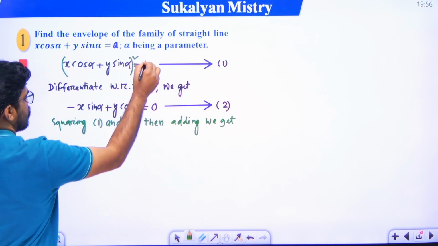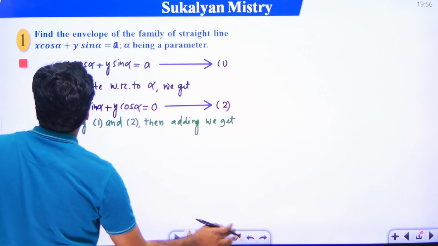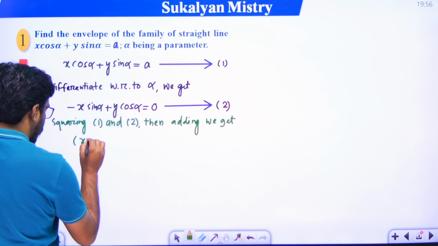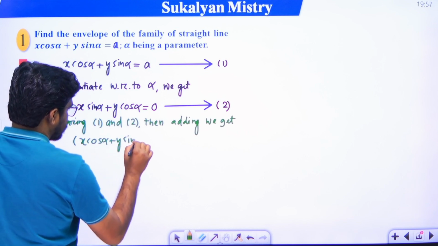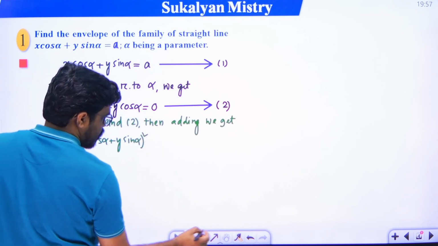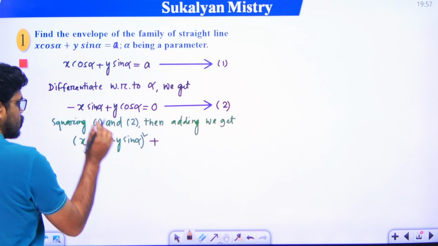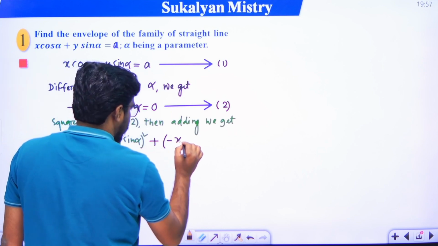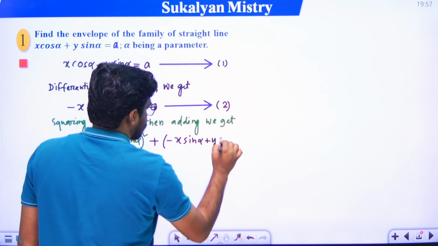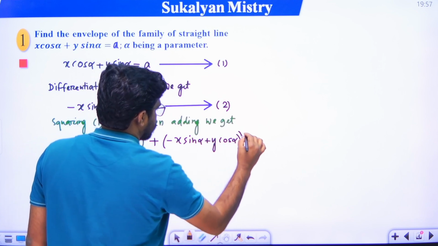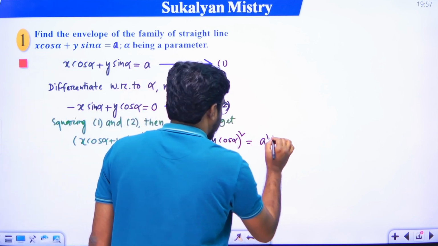Squaring 1 and 2, then adding, we get (x cos alpha + y sin alpha) whole square, plus (minus x sin alpha + y cos alpha) whole square. So this equals a square plus 0, that means a square.